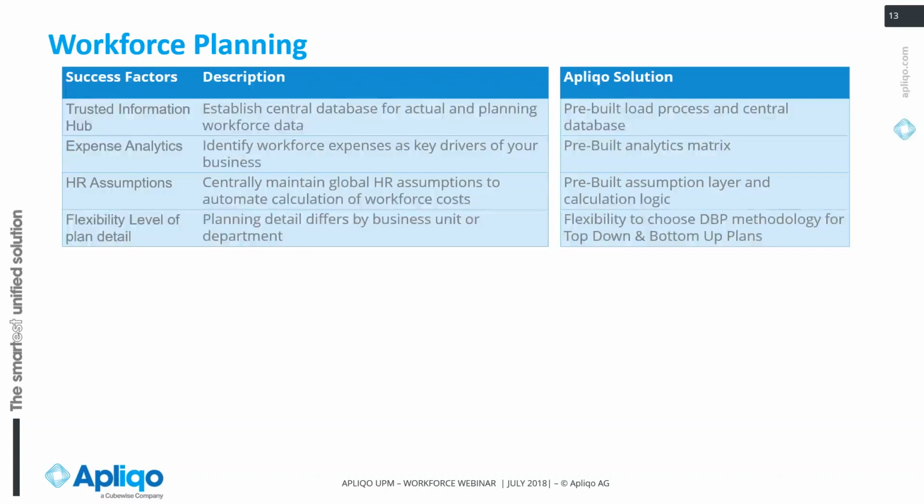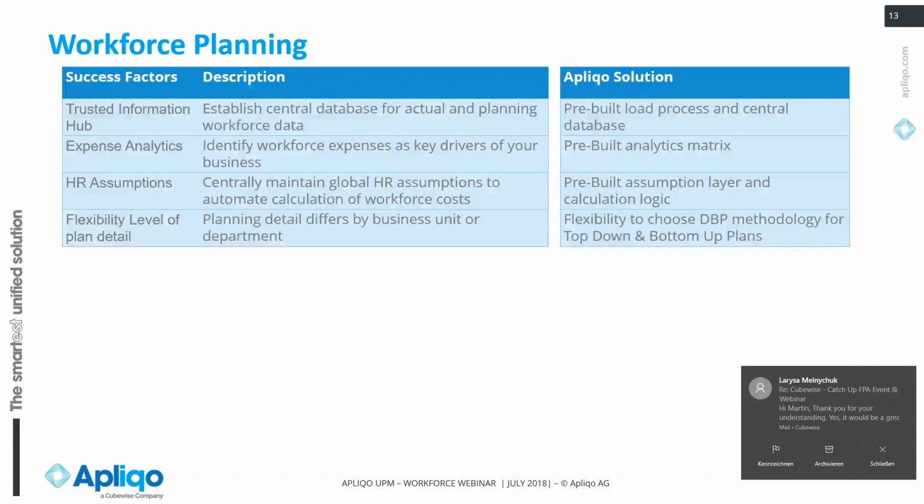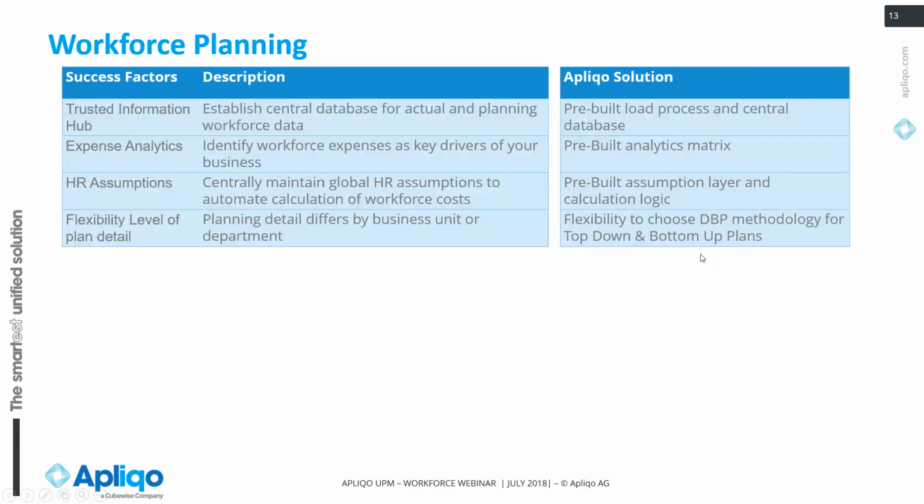The flexibility when it comes to the level of plan detail, as I mentioned earlier in the PowerPoint slide: when you have a big corporate company, there are certain requirements. Some of them want to really have detailed bottom-up planning on a workforce level. Others just want to use the driver-based planning concept, which is also part of the Apliqo FPM model, for certain cost centers or business unit combinations. But a best practice solution really needs to have the flexibility to cover both.